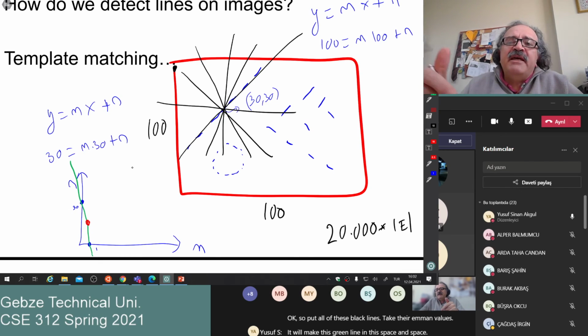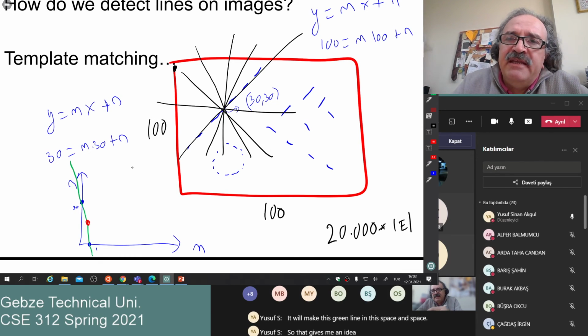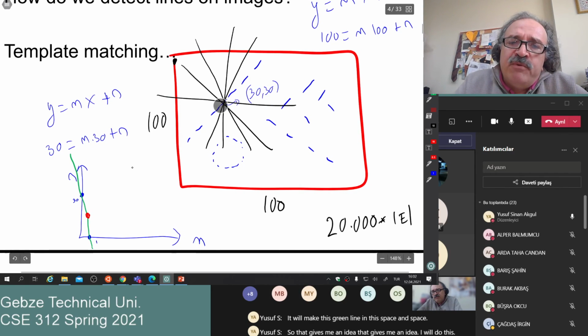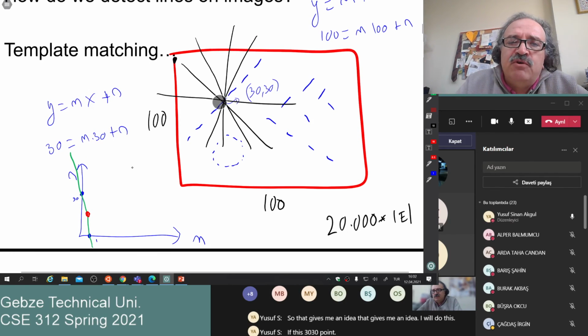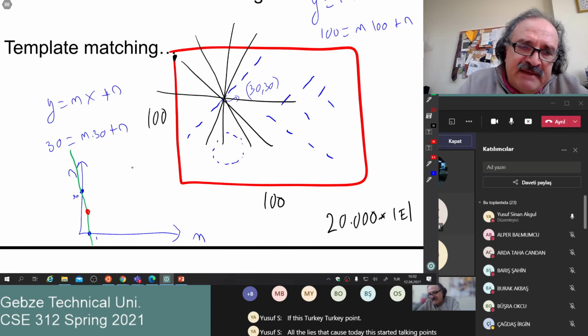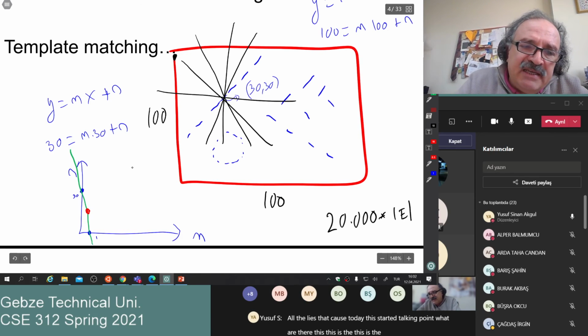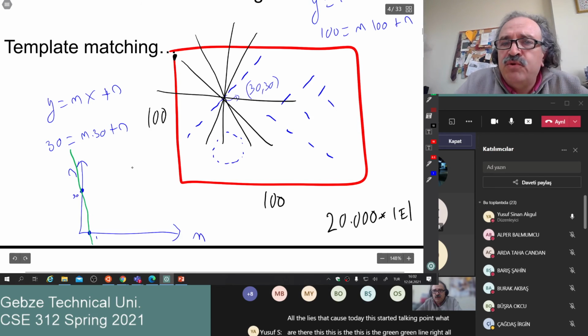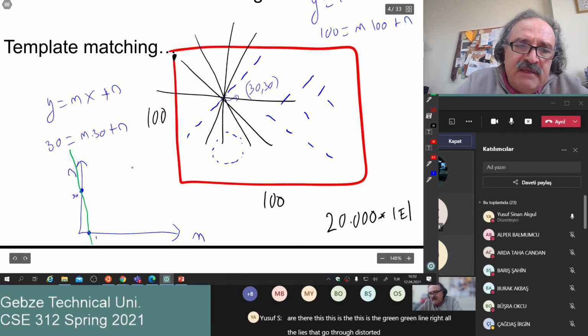So that gives me an idea. I will do this. If this point, all the lines that go to this point, what are they? This is the green line, right? All the lines that go through this point is the green line.